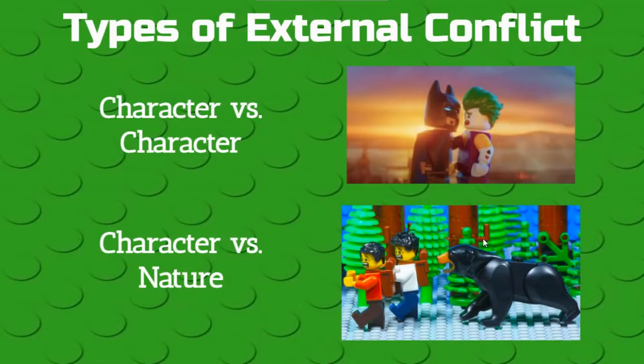Now, what are our types of conflict? We have external conflict, in which the main character has to confront or go against something outside themselves. Character versus character, where the protagonist must defeat or at least confront another character. We have character versus nature, where your protagonist is in danger because of a natural force, whether it's a bear or a hurricane or just surviving in the wilderness.